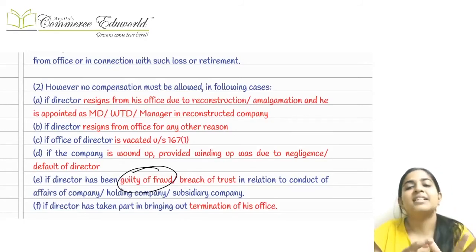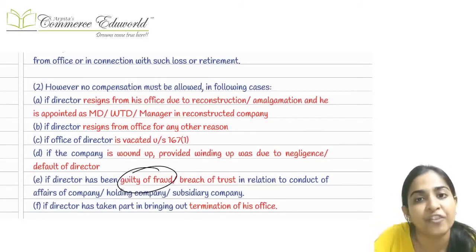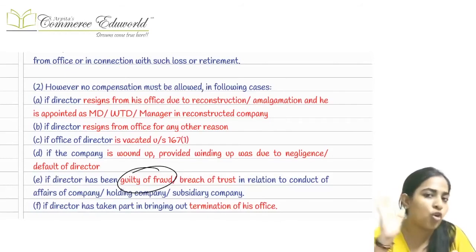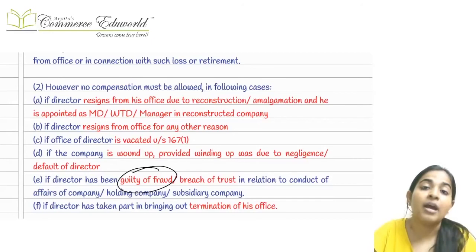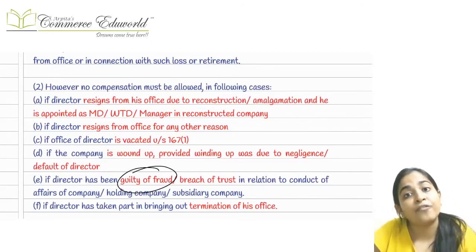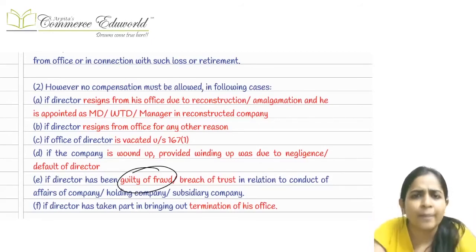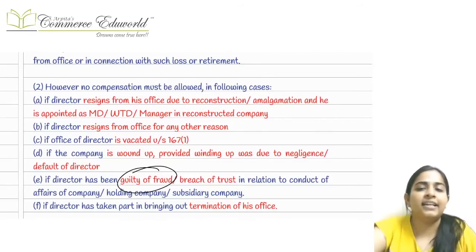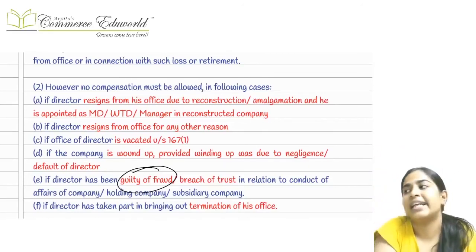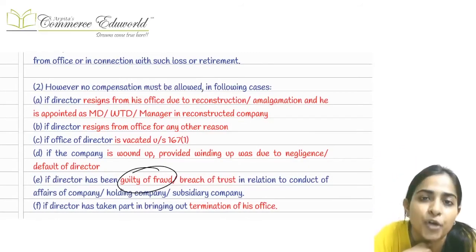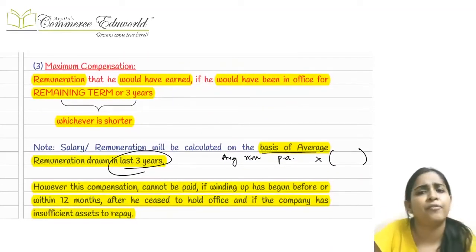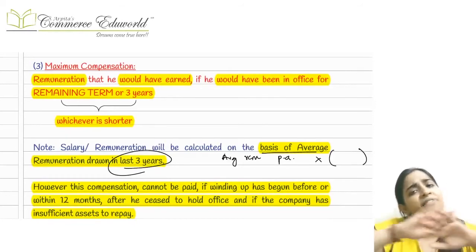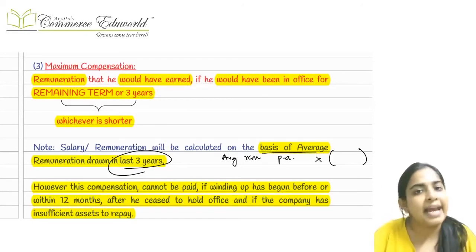Okay, if I have done some fraud or if there is a breach of trust, then in that case, no compensation. Or if I have done something because of my mistake only my office has gone, or my job has gone, or my position has gone, then in that case, did you observe in all the cases, there was a default of the managerial personnel only. If there is a default done by the managerial personnel, then he will not be eligible for compensation for loss of office. Otherwise, in all the other cases, he will be eligible.